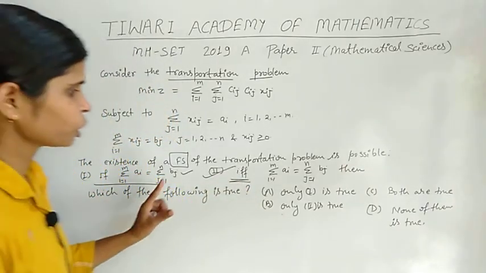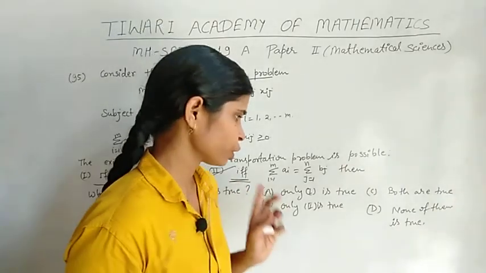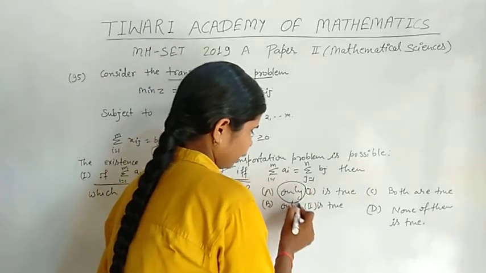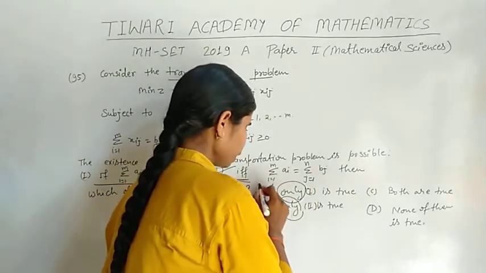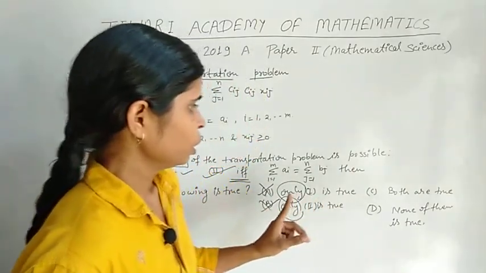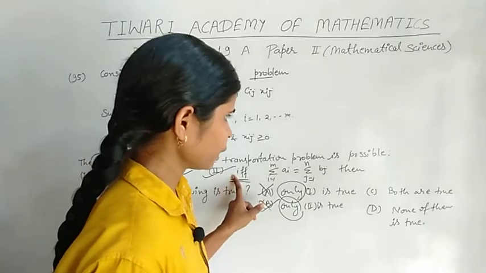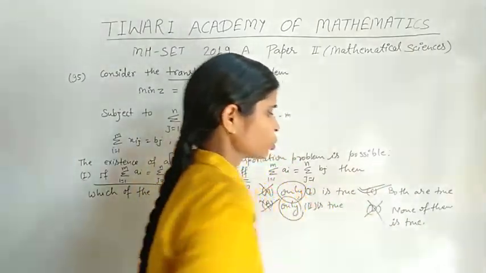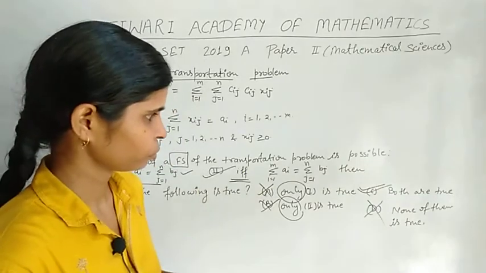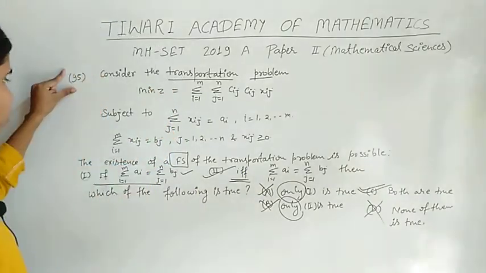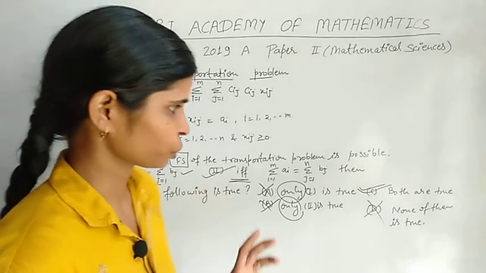Which of the following is true? Option A says only first is true. Option B says only second is true. So options A and B are wrong options. Both are true statements, so both are true. We pick option C. Option D is also a wrong option. Okay. Question number 95, option C is a true option.